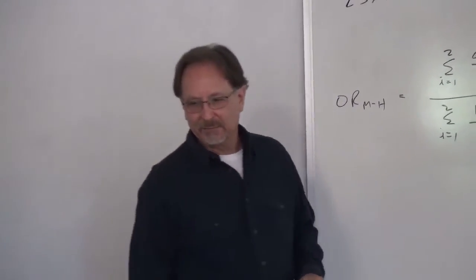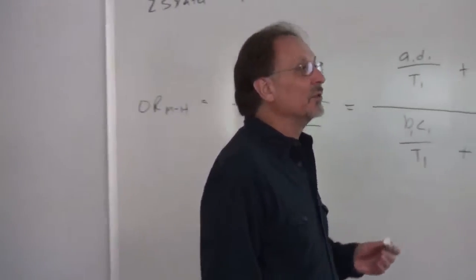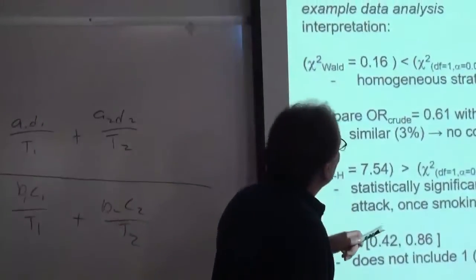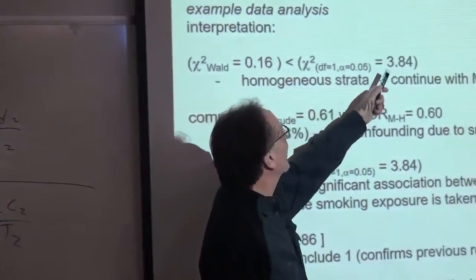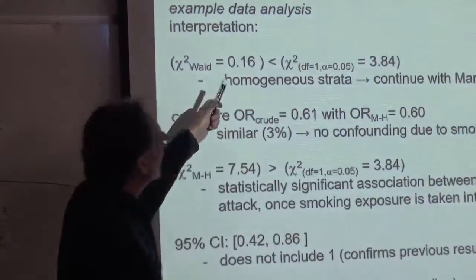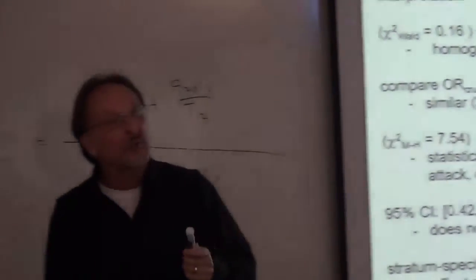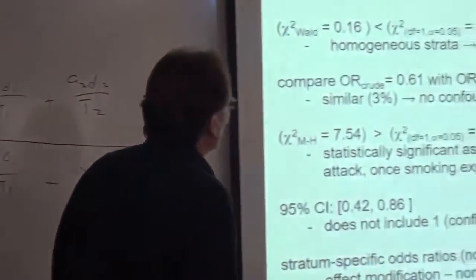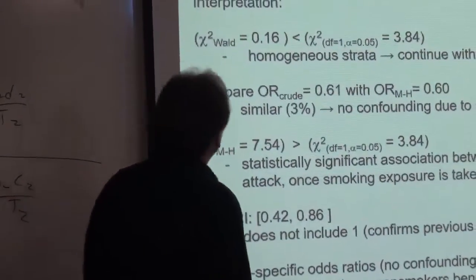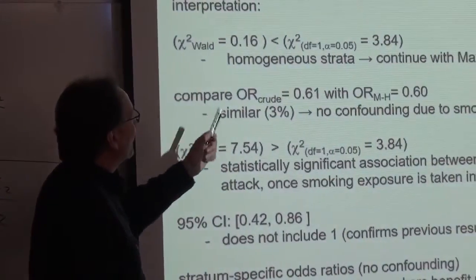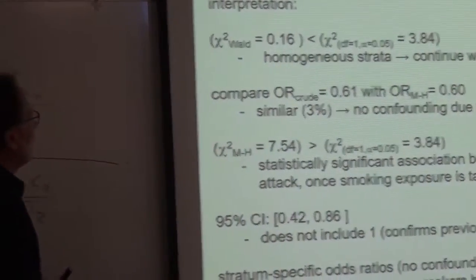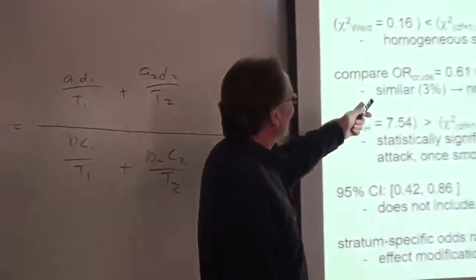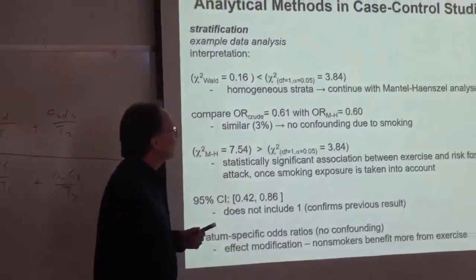Okay, so again, this is a flow chart, the way we look at that. First thing, chi-squared Wald is 0.16, chi-squared is 3.84. It's homogeneous, so that means we can continue with the Mantel-Haenszel. That would be the first thing you'd be interested in, looking at the chi-squared Wald results. The crude and Mantel-Haenszel odds ratios are very similar, by 3%. So therefore, no confounding due to smoking.